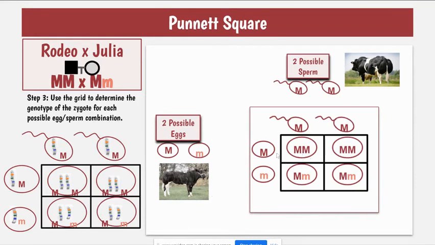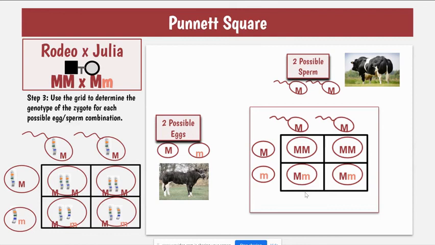Like the other side, again, if we bring that M across and the other one down, that's going to be that heavily muscled, like Rodeo. Or if we bring this one down and the typical across, this is going to be that in between, like Julia. So here you have the potential offspring of Rodeo and Julia, and it's telling me that it's a 50-50 chance each time that either they're going to have the heavily muscled, like Rodeo, or a 50% chance of it being the in between, like Julia.